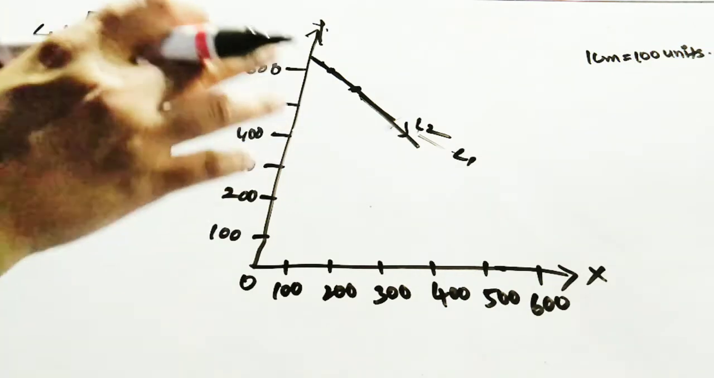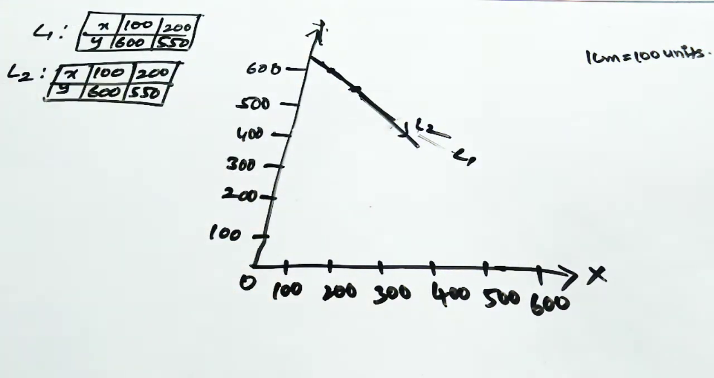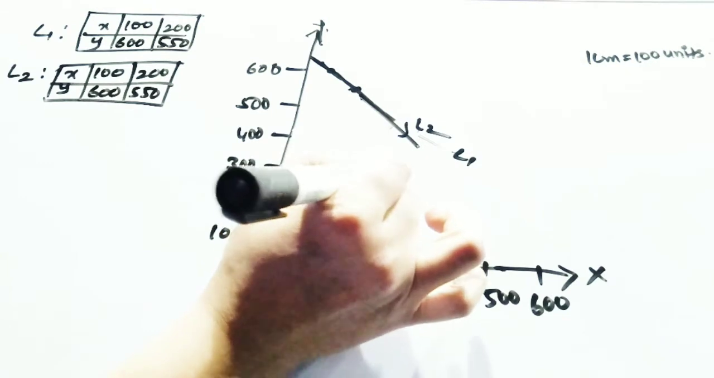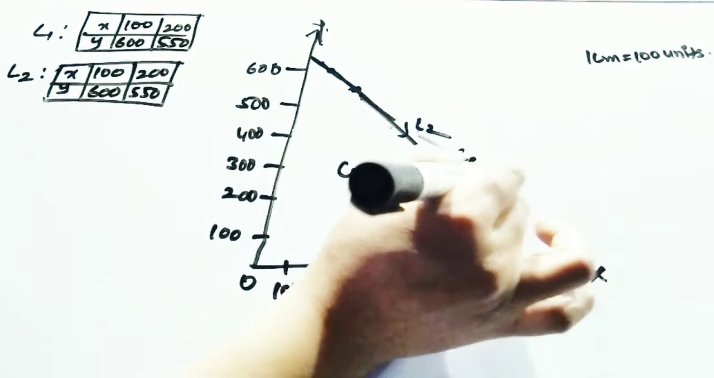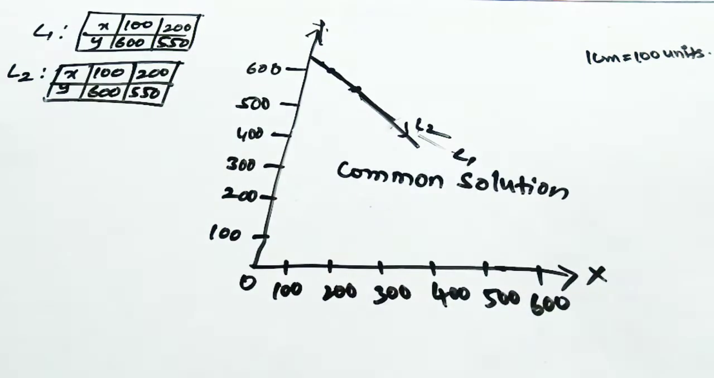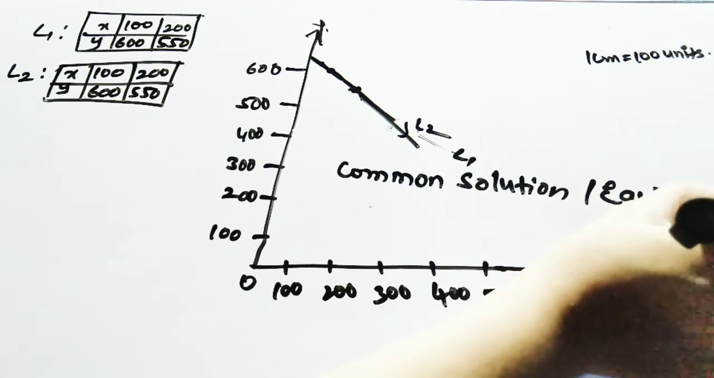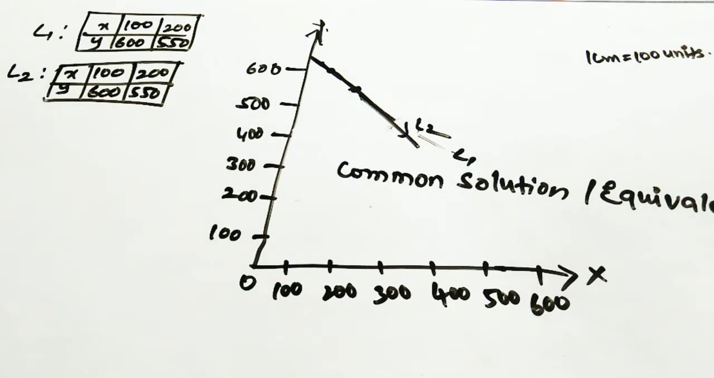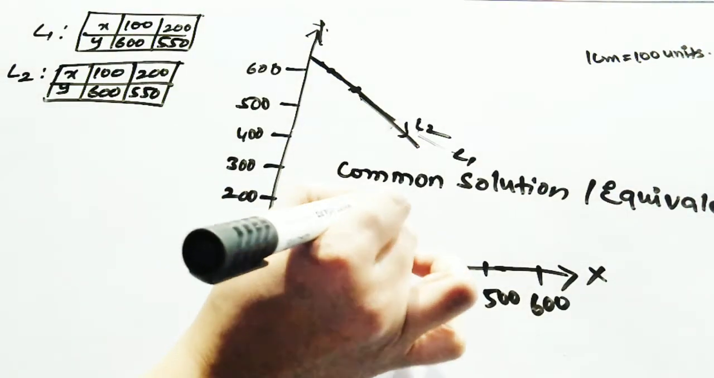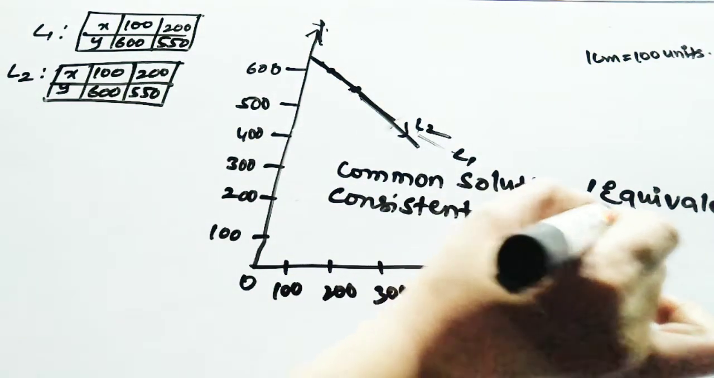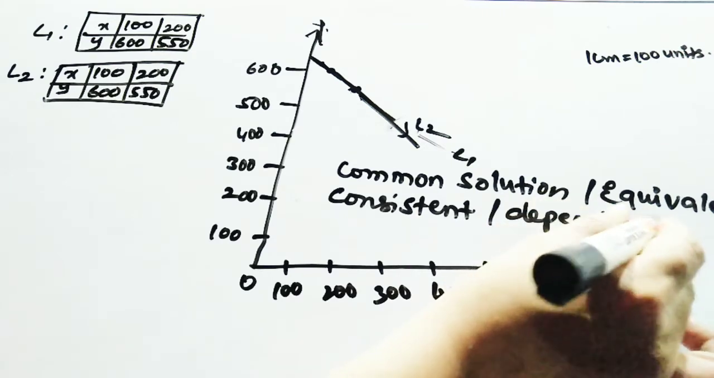If the solution of the equations is given by the common points, what we have observed is that L1 and L2 have a common solution. We can also call it an equivalent equation. This type of pair of equations is called a consistent pair of equations, or a dependent pair of equations.